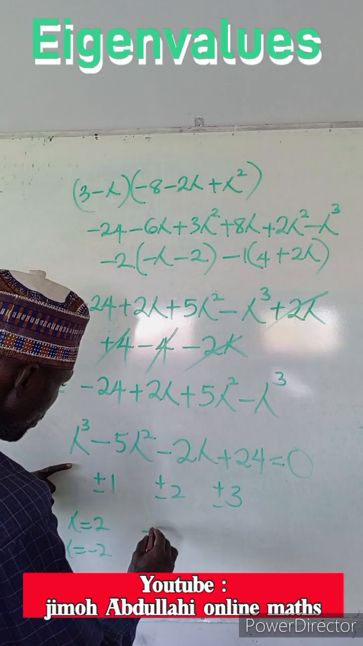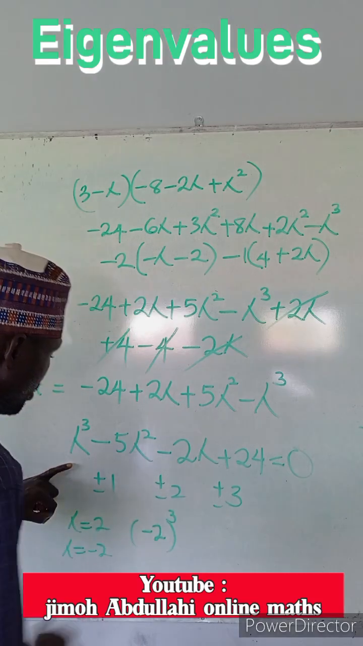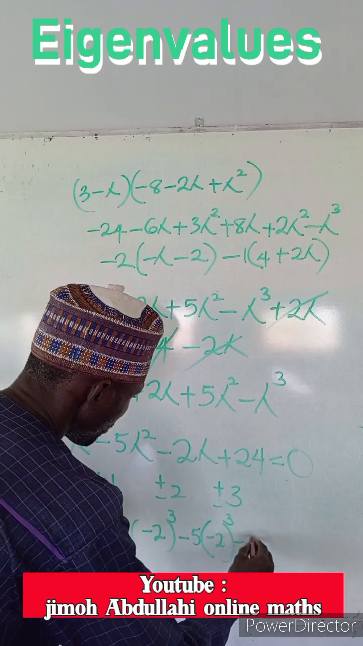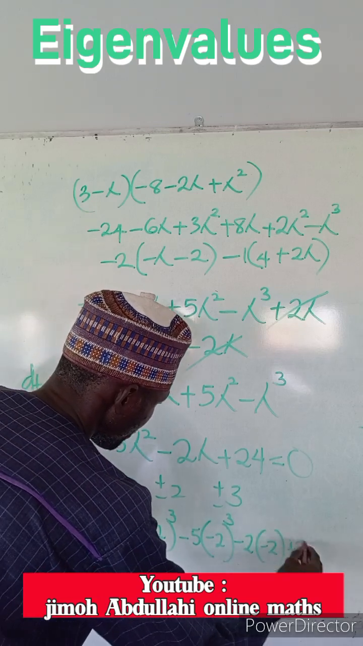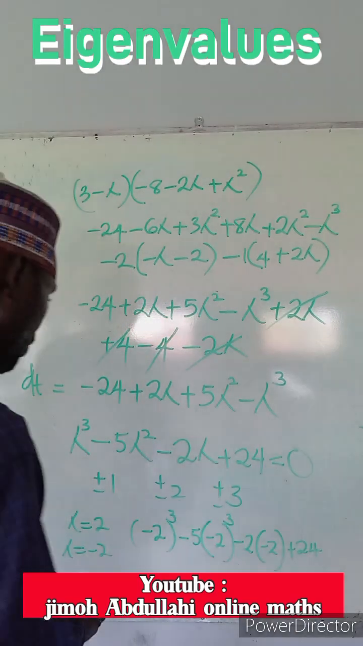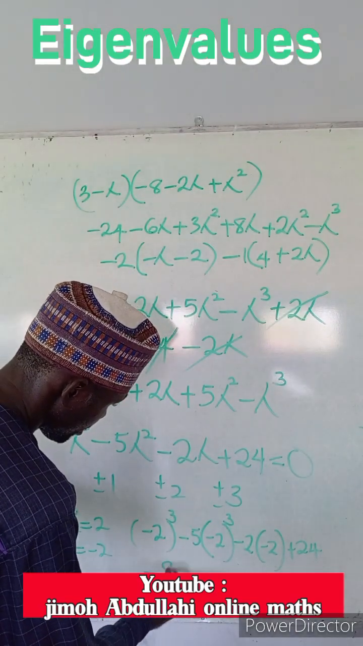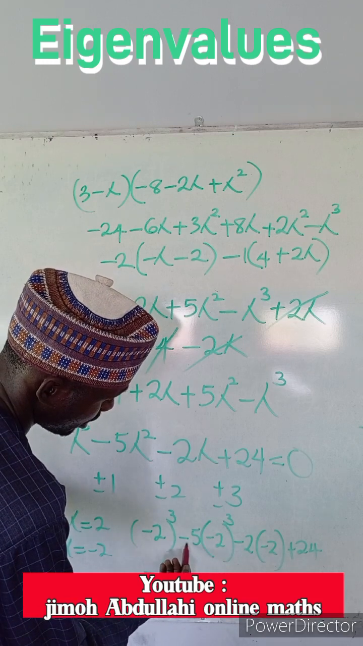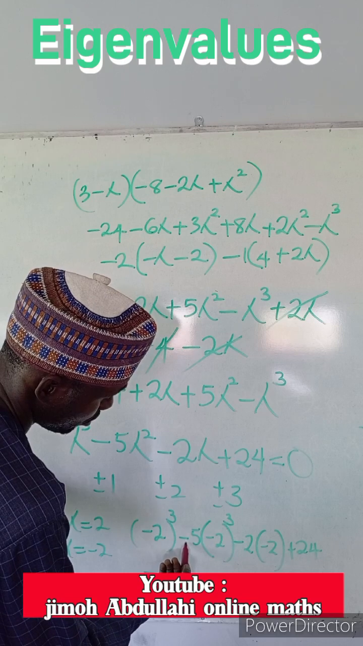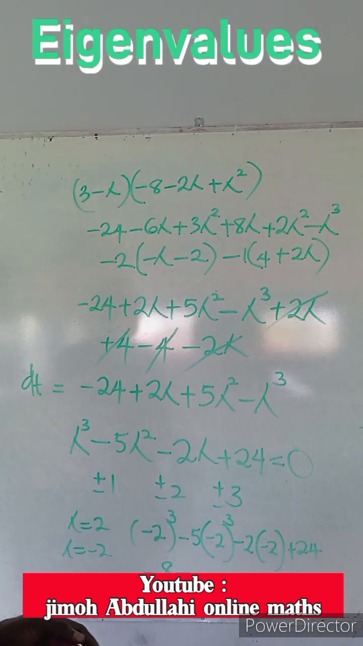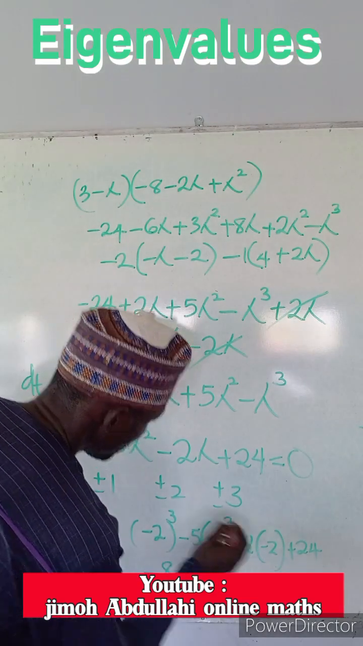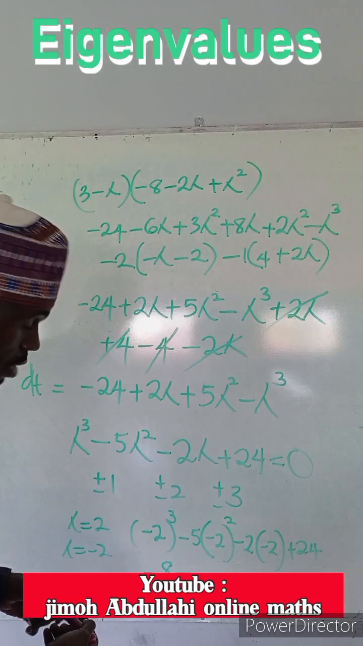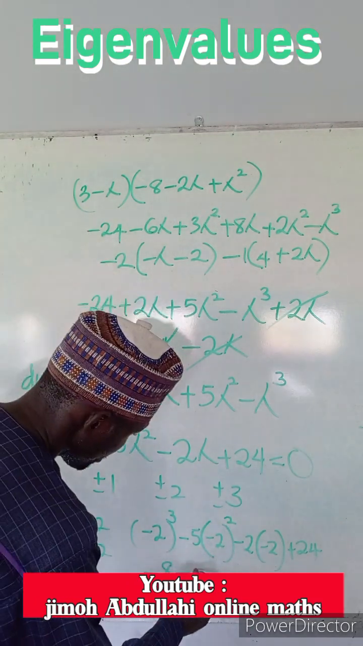So that means we are going to have minus 2 to the power of 3 minus 5 into minus 2 to the power of 2 minus 2 into minus 2 plus 24. So from here, this one will give us minus 8, isn't it? This one will give us minus 8 as well. And minus 8 times 5 will give us what? Sorry, this one is 2, from the question it is 2, right? So this one will give us what? That one will give us 4, right? Then 4 times 5 will give us 20.